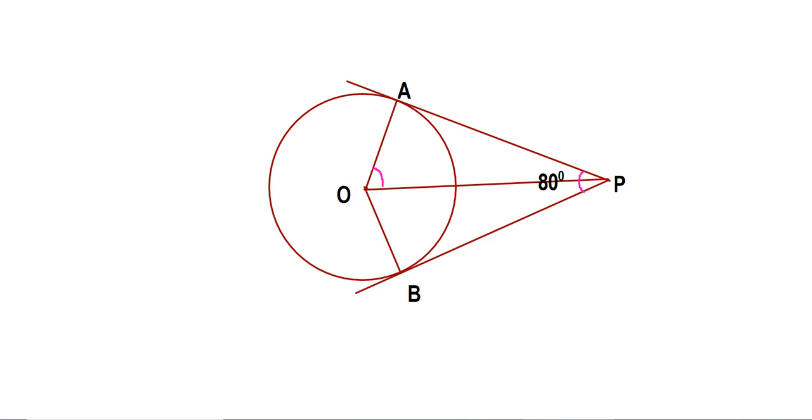For that, you know these two triangles are congruent, we proved. Therefore, angles OPA and OPB are equal to 40 degrees. So this angle is equal to 90 degrees. From the angle sum property of the triangle, you can find out angle POA.